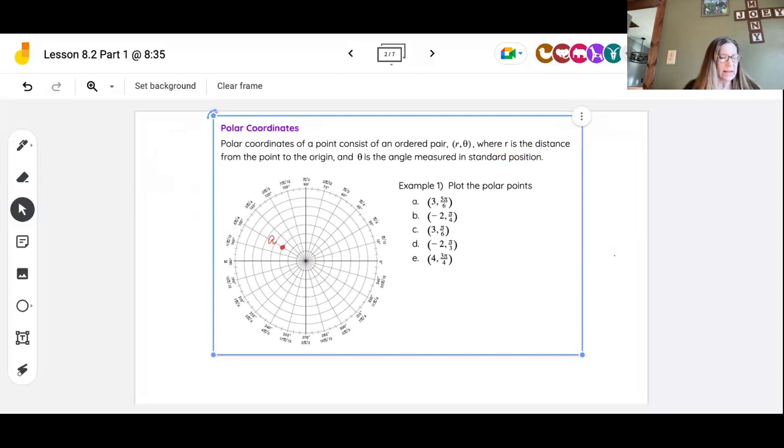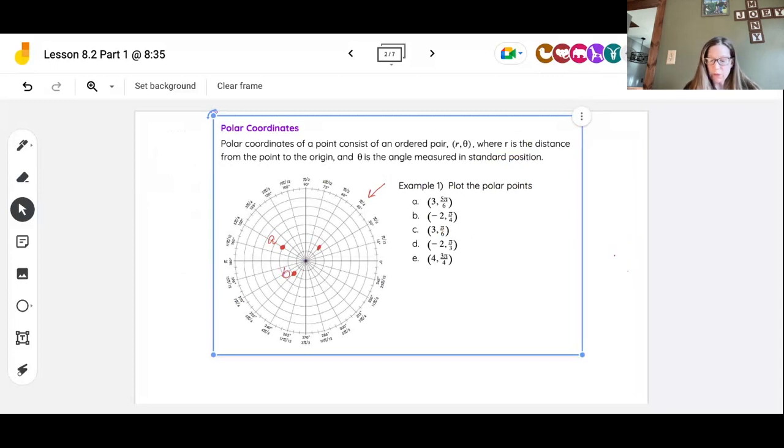Point B is -2, pi over 4. So this one's kind of interesting because I have a negative value. What that means is that instead of going to within the ring, we're going to go backwards, reflecting across the origin that many rings. So I'll start at pi over 4, which of course is here. And instead of going 2 rings here at pi over 4, we're going to go backwards, reflecting across. 1, 2. So this really over here is B.